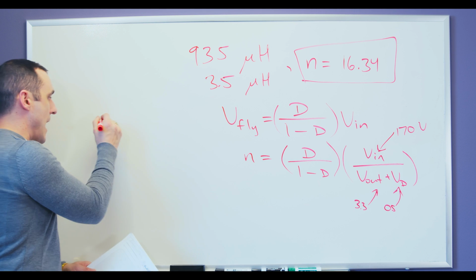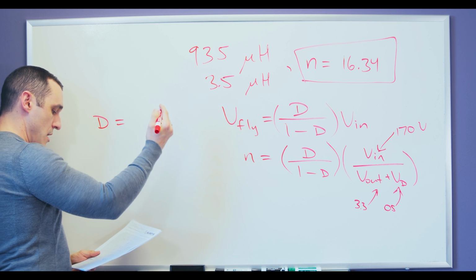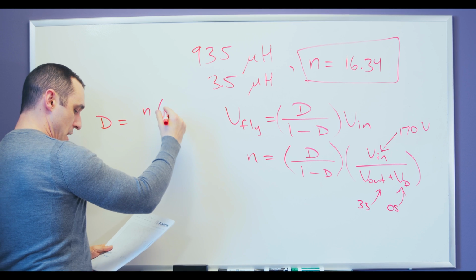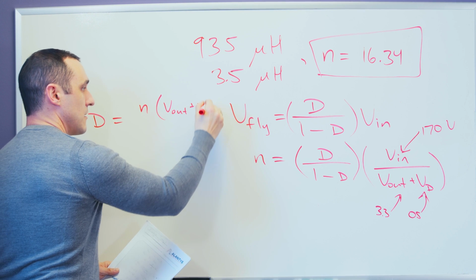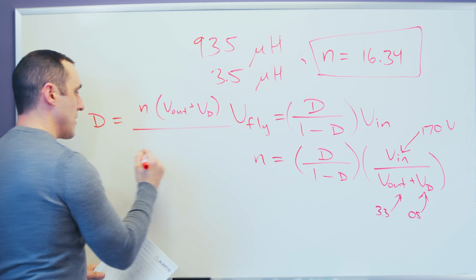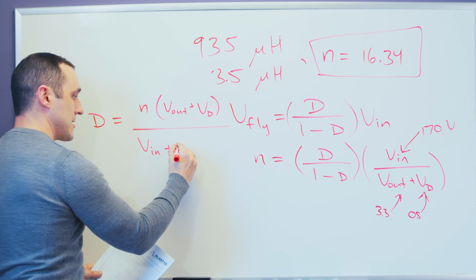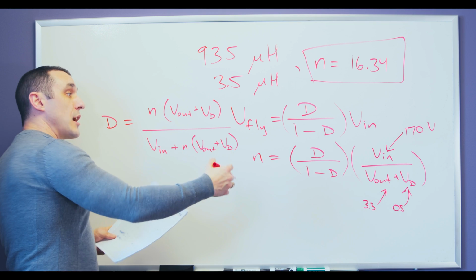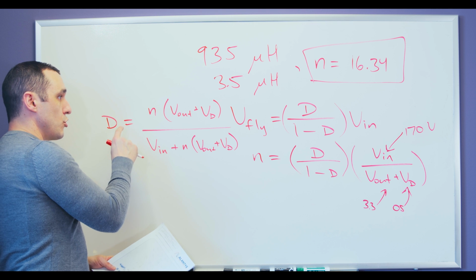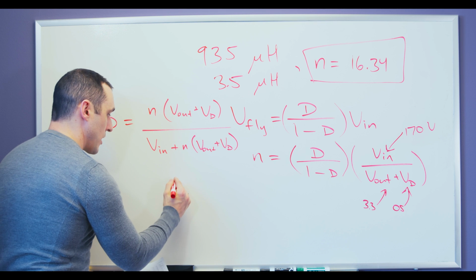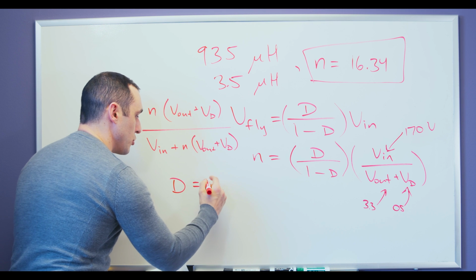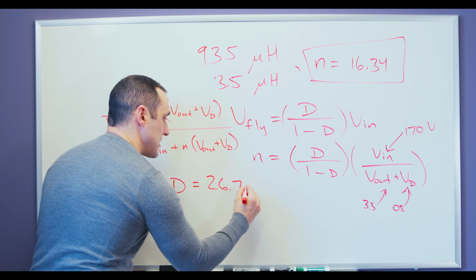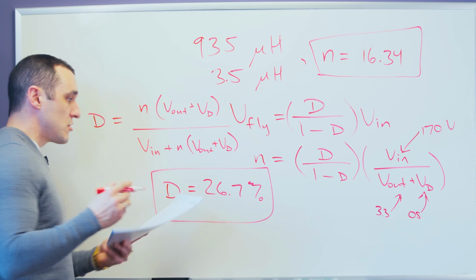If you go through and do that, you get D is equal to N multiplied by (V out plus V diode), divided by V in plus N times (V out plus V diode). Now, if we plug all of these numbers into our duty cycle equation, we get that D is equal to 26.7%. So, is this good? Is this bad?